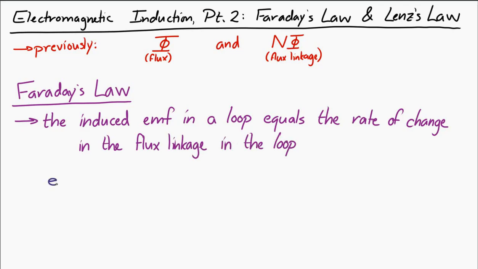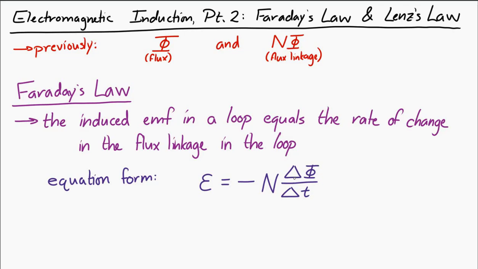Okay, it's a little hard to decipher. Let's try to translate that into an equation. The induced EMF is equal to negative N times the rate of change in the magnetic flux. Now, the negative sign we're going to deal with a little bit later. I'll explain why that negative sign is there another time.